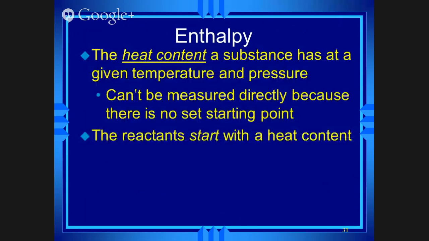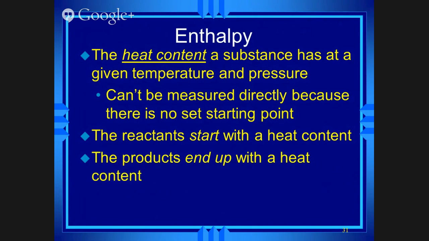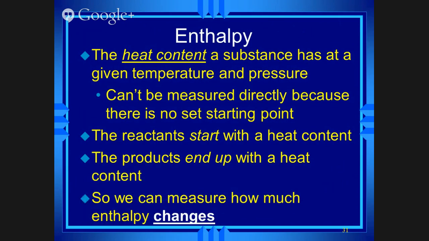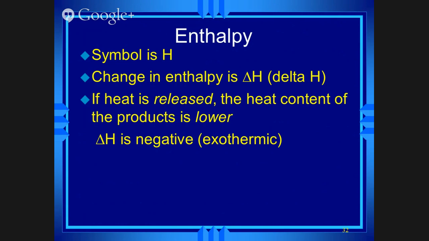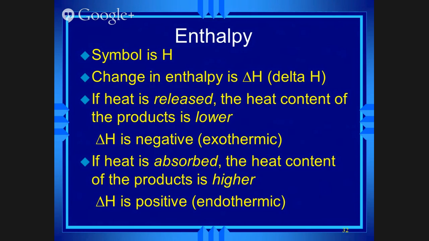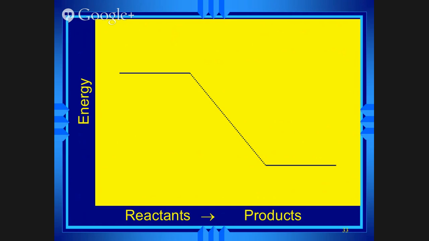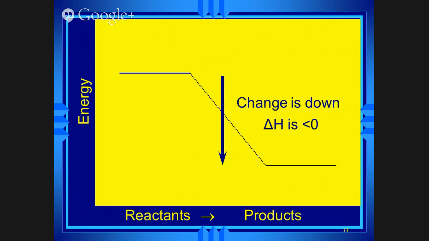Enthalpy. The heat content of a substance at a given temperature and pressure can't be measured directly because there is no set starting point. So basically, you have to measure changes. The reactants start with a heat content, the products end up with a heat content. What we measure are the changes. Again, we use the symbol H, and what we're looking for is the delta H. If the heat is released, the heat content of the products is lower. Again, delta H is negative, exothermic. If heat is absorbed, the heat content of the products is higher, delta H is positive. It's a repeat of what we've already seen. We've seen these diagrams before.